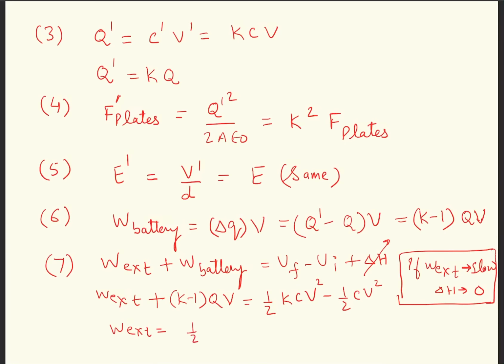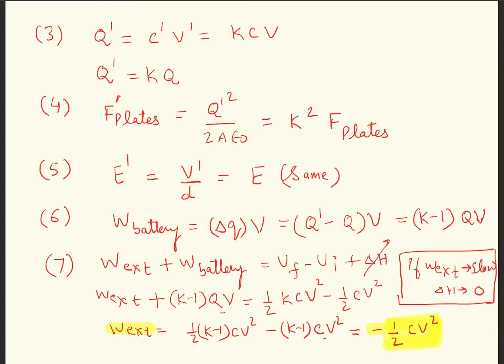minus half C V square. So this is important: the work done by the external agent in this process is negative. Remember this thing: the work done by the external agent is negative when a dielectric is placed between the plates of the capacitor. So these are all new parameters. Now let's discuss the second case.